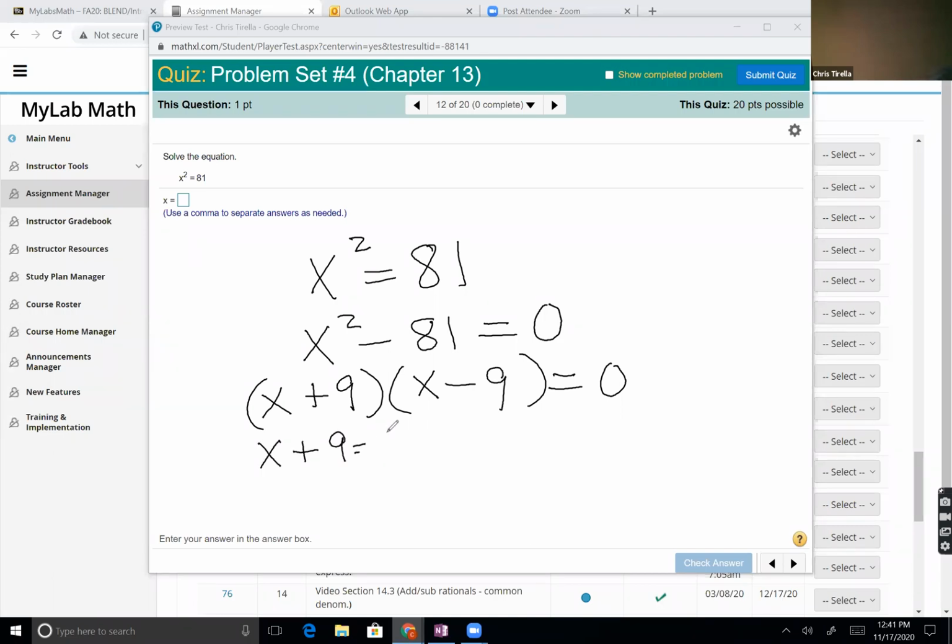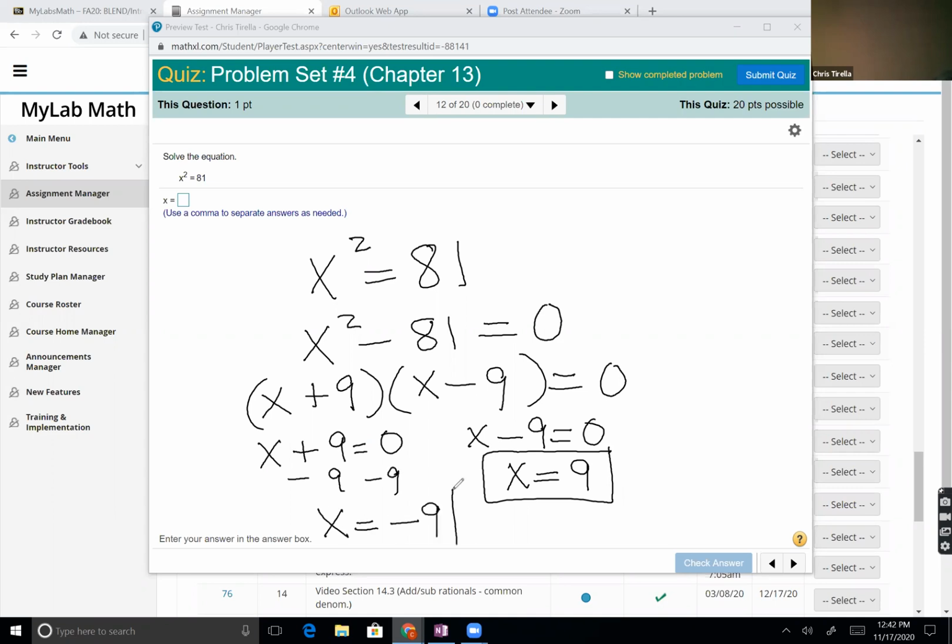And when I set each factor equal to 0, I get two answers. I get the 9. That was obvious. But be careful. Don't I also get a second answer of negative 9? So here we're going to get two answers, both positive 9 and negative 9.